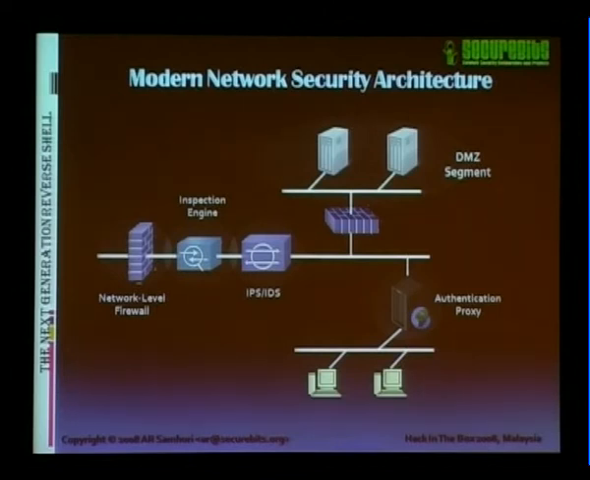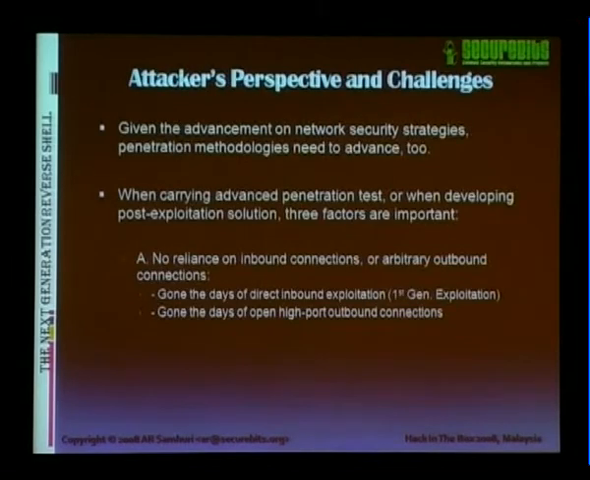So this diagram summarizes the modern network security architecture, the 5 components I just spoke about. You can see the network level firewall behind the inspection engine and the IPS or IDS. You can see the DMZ segment, which is isolated from both the internal and external network. You can see the authentication proxy, which is between all the clients within the corporate network and the outside world. Now, let's look at the attacker challenges, how we can view this from the attacker's point of view.